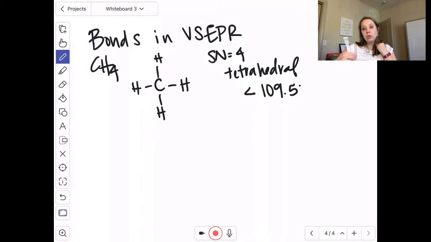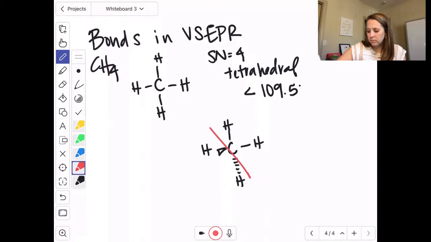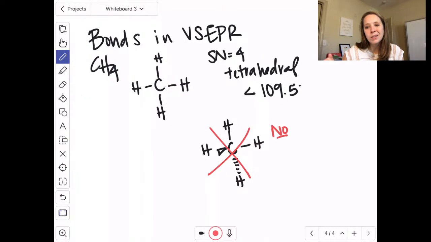So what I've seen some students do is this. Where you just swapped out the wedges, you added wedges and dashes. So this, it turns out, is wrong. And the reason it's wrong is it doesn't tell us anything about the three-dimensional space. It turns out we learned nothing different between the structure crossed out in red and the Lewis dot structure in black. That's just not any new information.